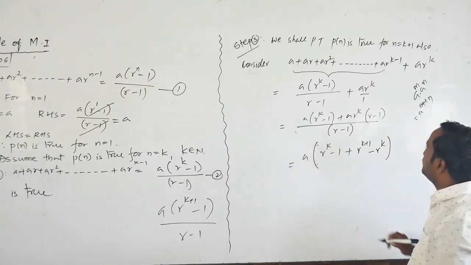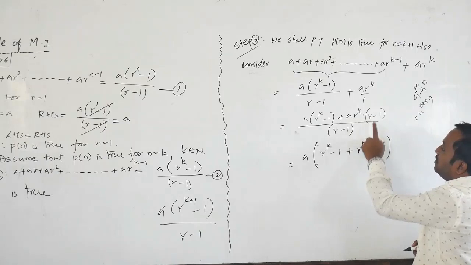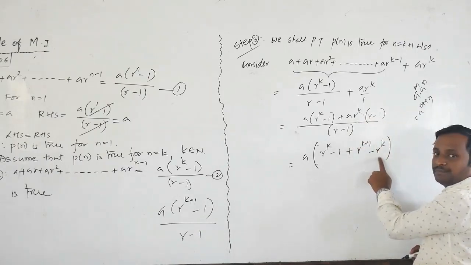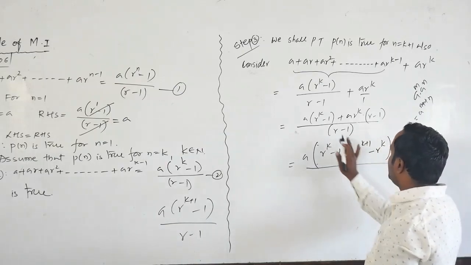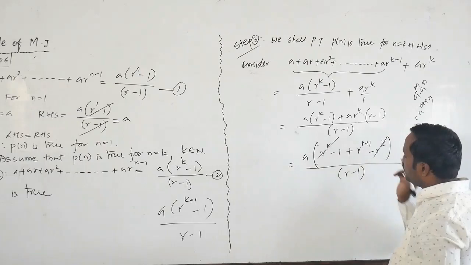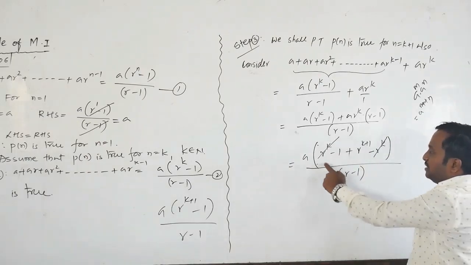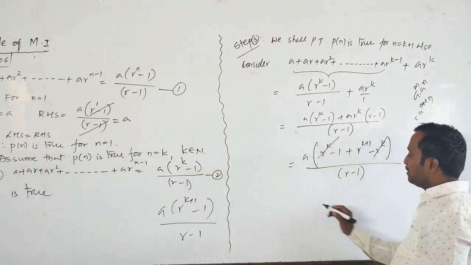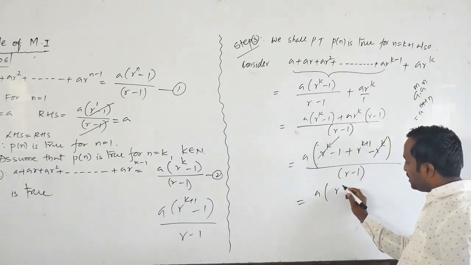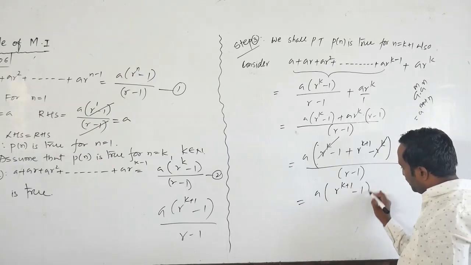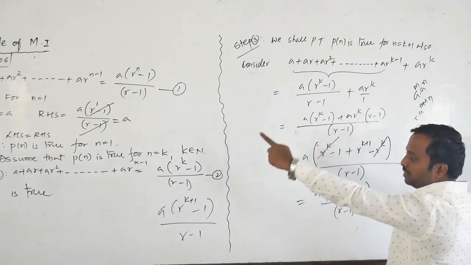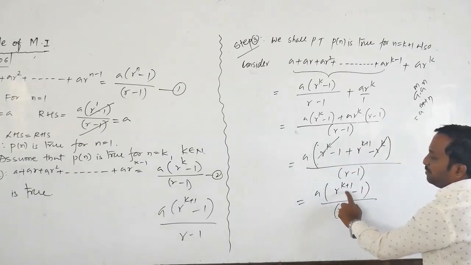I hope you will get it. R raised to k into R raised to k plus 1, R raised to k into 1, R raised to k, divided by R minus 1. R raised to k gets cancelled, plus minus. So what is there? Minus 1 and R raised to k plus 1. So I can write R raised to k plus 1 minus 1 divided by R minus 1. We got it for n is k plus 1.